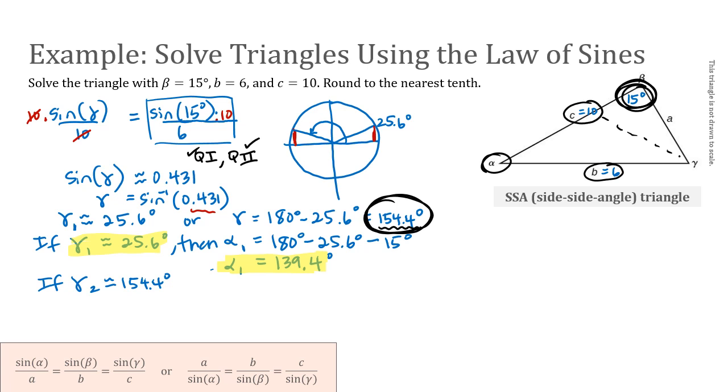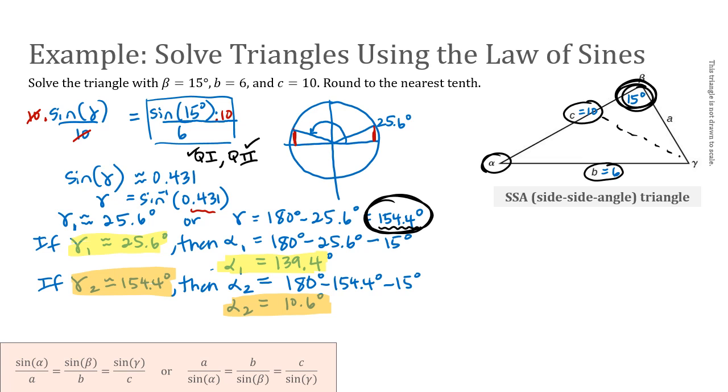If gamma is 154.4 degrees, then alpha sub 2 is going to equal 180 degrees minus the 154.4 degrees minus the 15 degrees that was given. So alpha sub 2 comes out to be 10.6 degrees. So gamma sub 2 is 154.4, alpha sub 2 is 10.6.